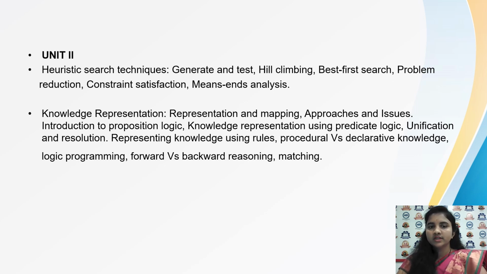Knowledge representation. Knowledge representation is the way in which knowledge is represented in AI. It includes representation and mapping, approaches and issues, introduction to propositional logic, knowledge representation using predicate logic, unification and resolution, representing knowledge using rules, procedural versus declarative knowledge, logic programming, forward versus backward reasoning. Then what is reasoning? Reasoning is the mental ability to create logic, which we call reasoning.